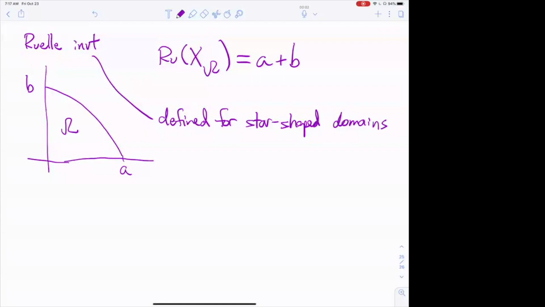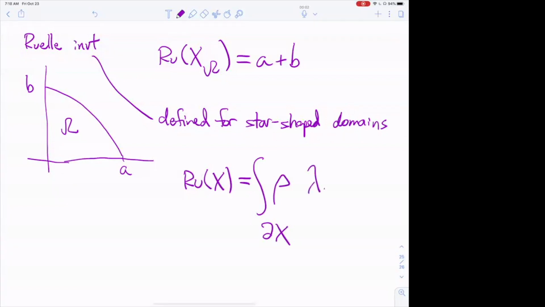So it's a measure. Well, I can tell you what it is. The Ruelle invariant of X, in the 4-dimensional case, is the integral over the boundary of X of some function rho with respect to the contact volume. And this rho is an asymptotic rotation rate. You start at a point, you take a very long Reeb trajectory, and you see how much the Reeb flow is rotating around that very long Reeb trajectory.